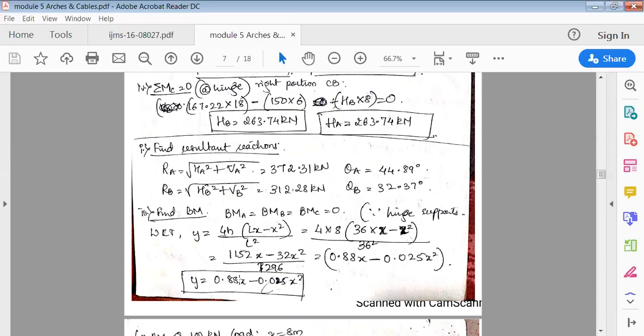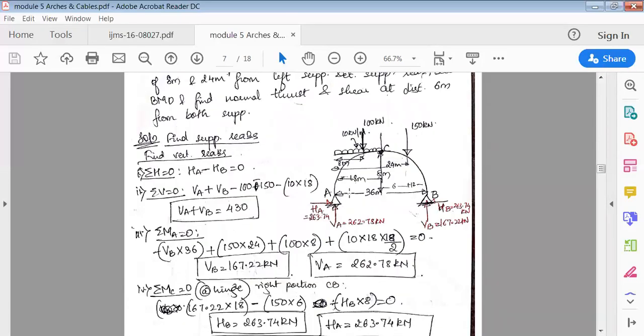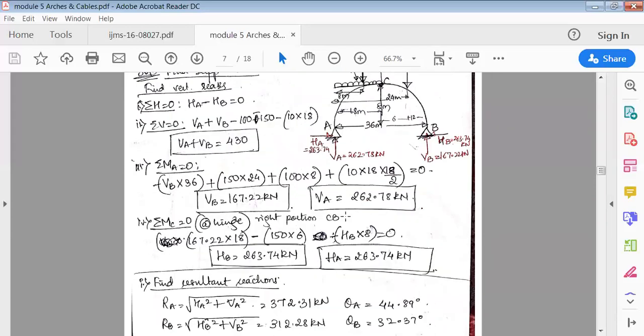Now the meaning of this equation is y is the vertical distance, x is the horizontal distance. X is the horizontal distance from 0 to 36. Y is the vertical distance from 0 to 8. So at any distance x from B, you can find out the value of the corresponding y.